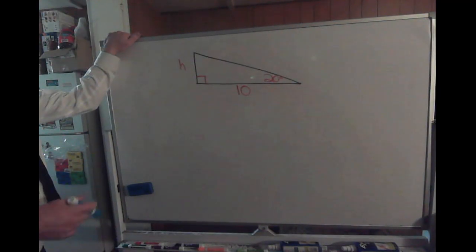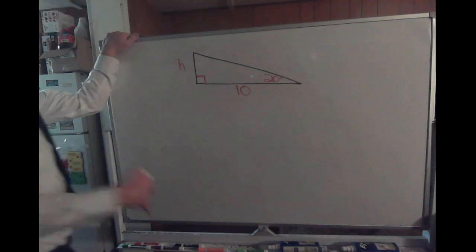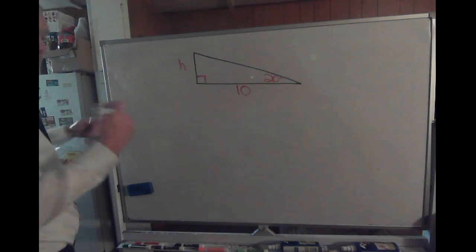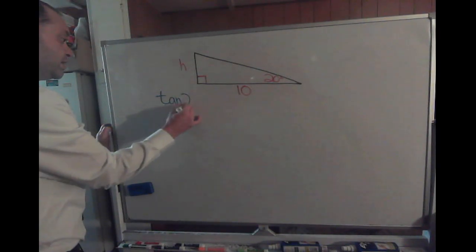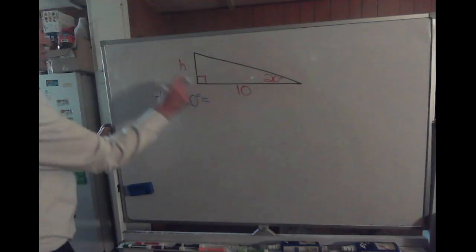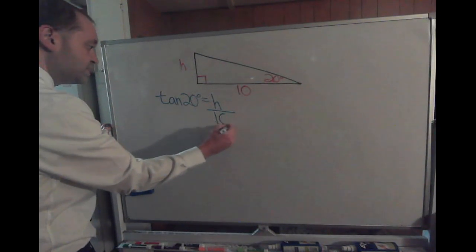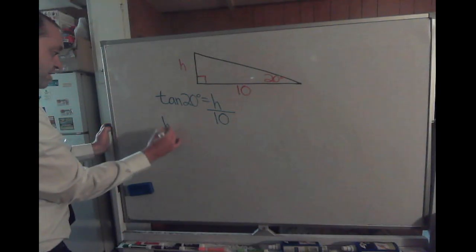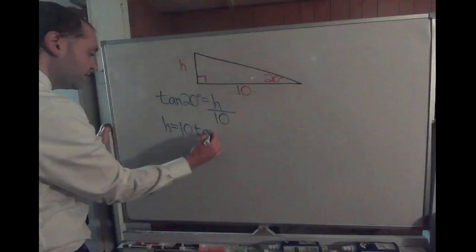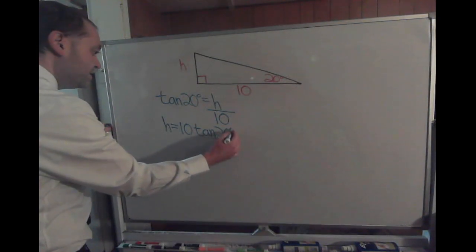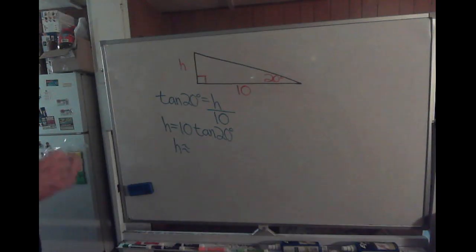Now, you're trying to find the opposite side over the adjacent side. When you have opposite over adjacent, that's the tangent ratio. So you'll take your tangent of 20 degrees, set that equal to your opposite side, which is the height, divided by the adjacent side, which is 10, which would mean your height is equal to 10 times the tangent of 20 degrees. And then now we can get a decimal approximation to 1 decimal place for the height.